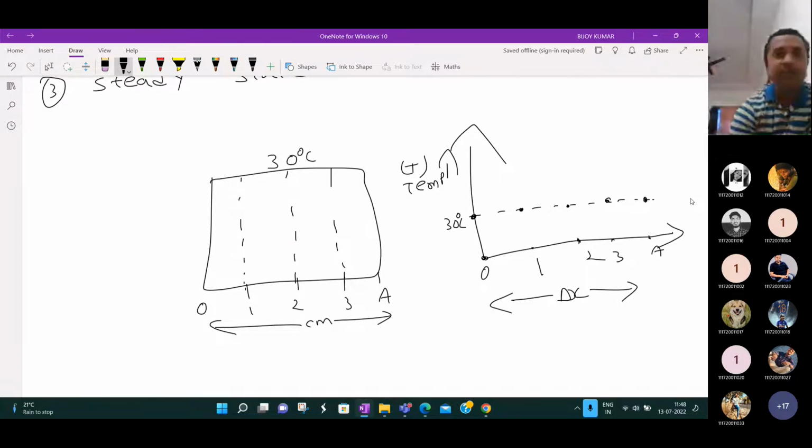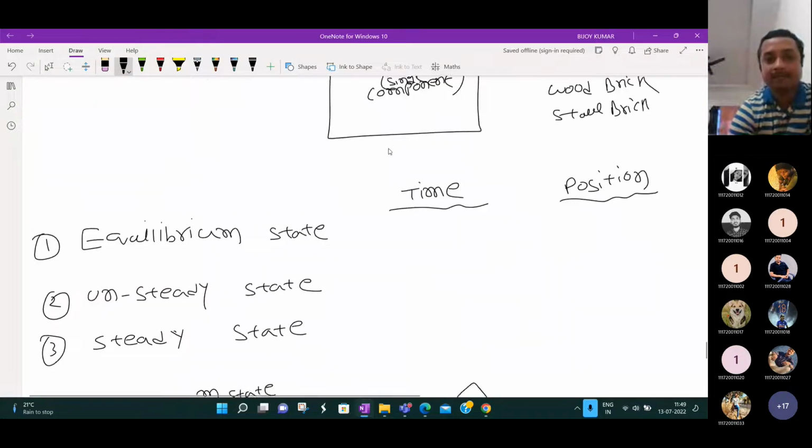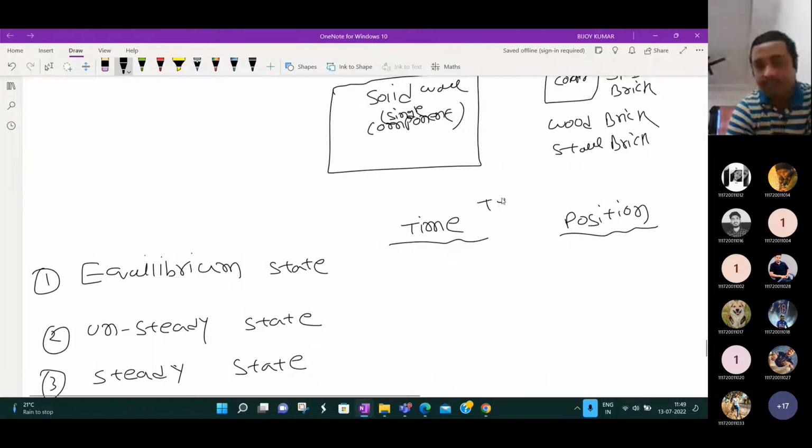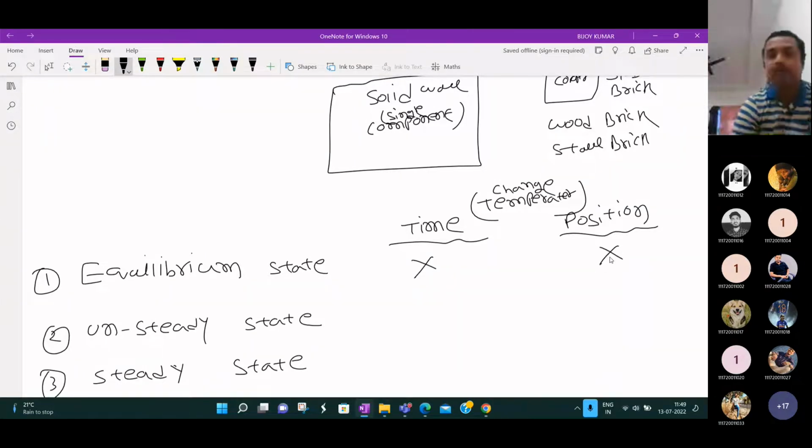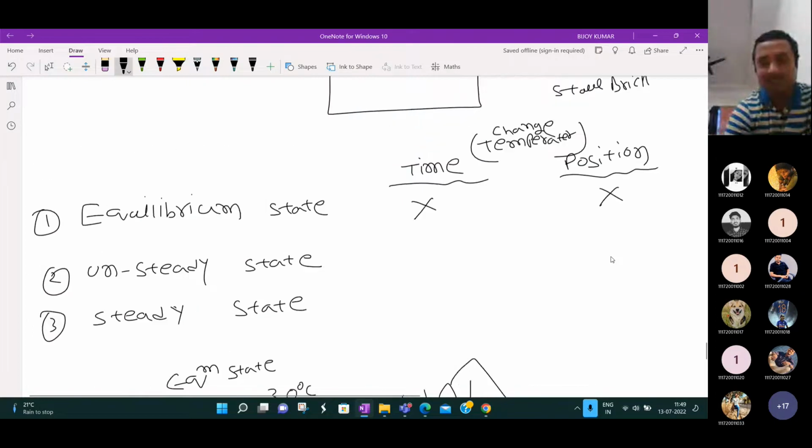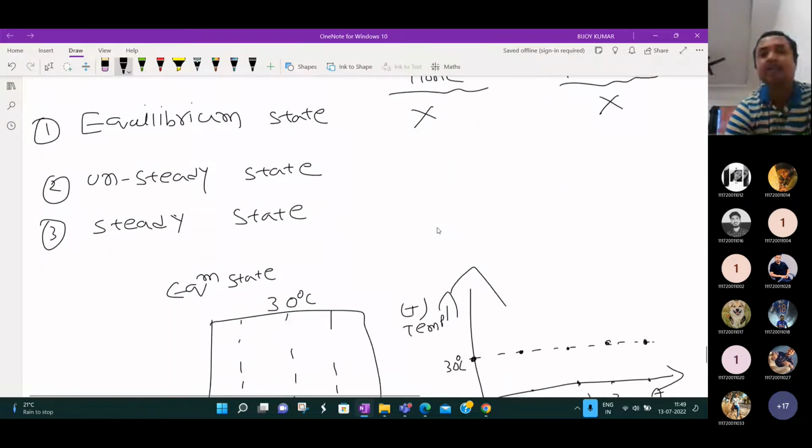So this is called equilibrium state. So in equilibrium state, what is happening? The temperature is not changing, or you can say the change in temperature is not observed with respect to time and with respect to position. A little bit hard to understand, digest, but try to understand.